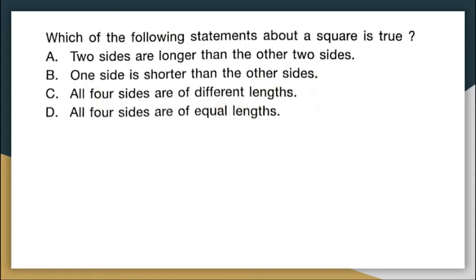Let us now look at the second option. One side is shorter than the other sides. Again, that is also wrong. We just said that all the sides in a square are equal. Look at the third option. All four sides are of different lengths. That is also wrong. The fourth option says all four sides are of equal length. Yes, that is the correct answer option. That is the correct property of a square. Option D is our answer here. What is true about the square? All four sides of a square are of equal length.